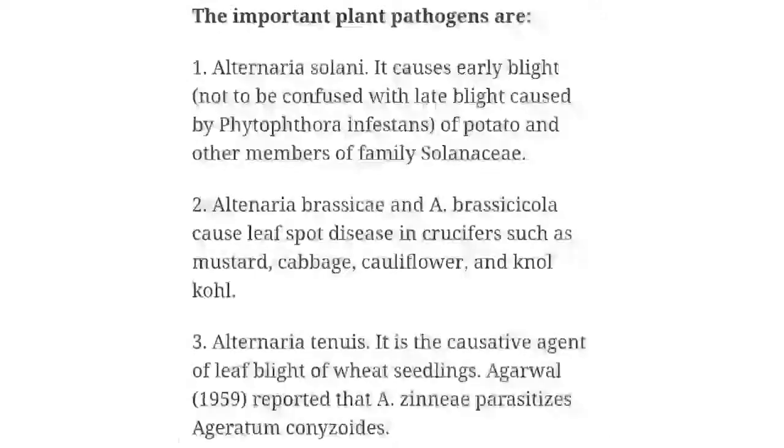The important plant pathogens are: 1. Alternaria solani. It causes early blight, not to be confused with late blight caused by Phytophthora infestans, of potato and other members of family Solanaceae. 2. Alternaria brassicae and A. brassicicola cause leaf spot disease in crucifers such as mustard, cabbage, cauliflower, and knol khol. 3. Alternaria tenuis. It is the causative agent of leaf blight of wheat seedlings. Agarwal, 1959, reported that A. zinniae parasitizes Ageratum conyzoides.